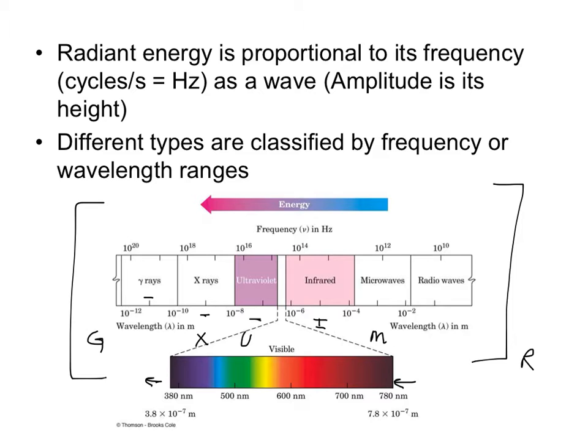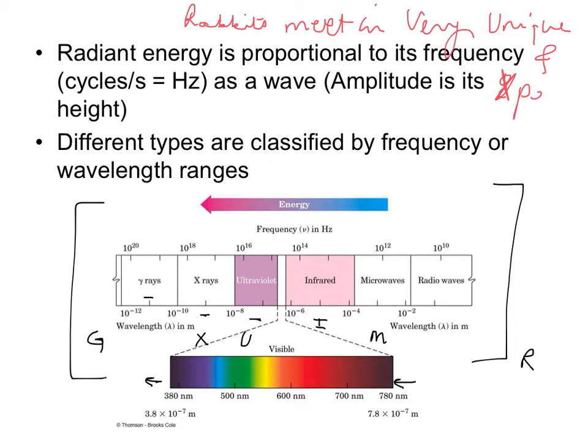You can perhaps remember this with a mnemonic: rabbits meet in very unique, and let's just spell it differently, expensive gardens. Radio waves, microwaves, infrared, visible, ultraviolet, X-rays, and gamma rays.